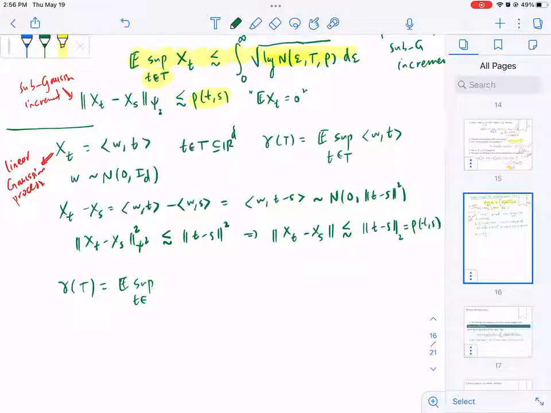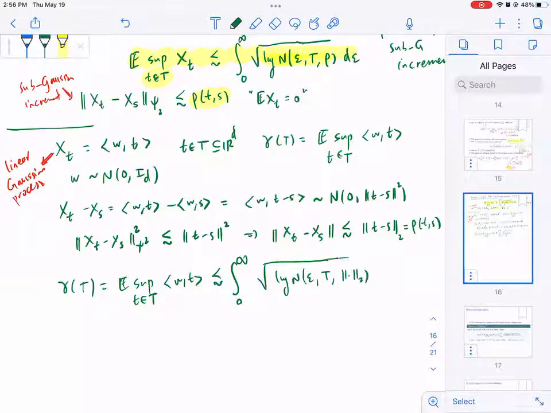what do I get? The Gaussian width of T would be, up to constants, the integral from 0 to infinity of root log N(epsilon, T, L2 norm). So if I can control the metric entropy of T in the L2 norm, then I can use Dudley's integral to control the Gaussian complexity. Okay, so this allows me to use metric entropy estimates to control the Gaussian complexity of a set.